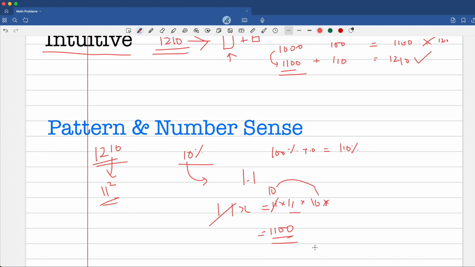And this means there are multiple ways of solving any math problem. There is an intuitive way to solve it, there's a procedural way to solve it, and there's oftentimes a pattern or a number sense driven way of solving it. And the best mathematicians are the ones who have all three of them at their fingertips. So if you want to get really good at math, then you want to develop each one of them.